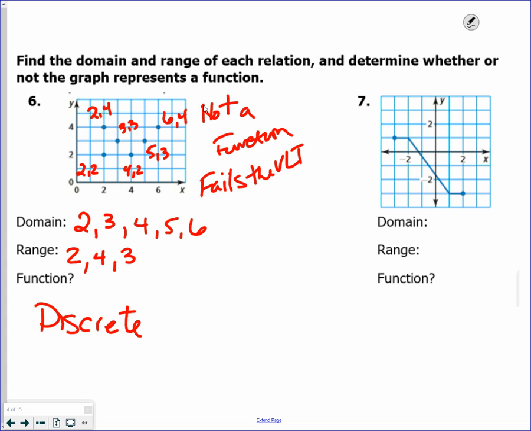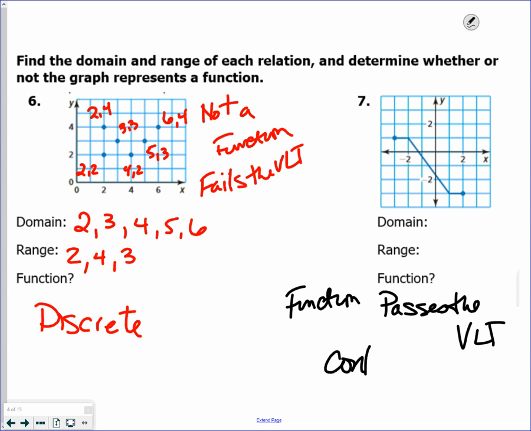The next one passes the vertical line test, therefore it is a function. Now, this one is a continuous graph.